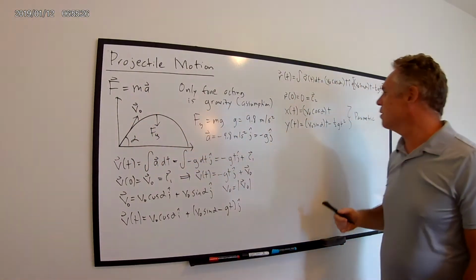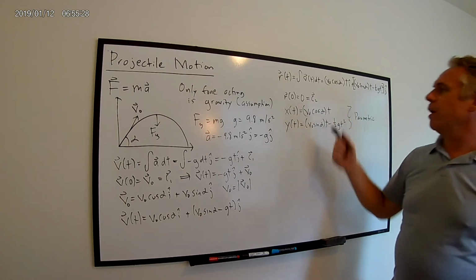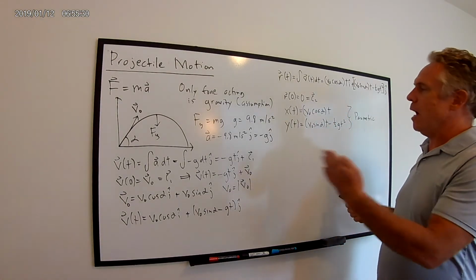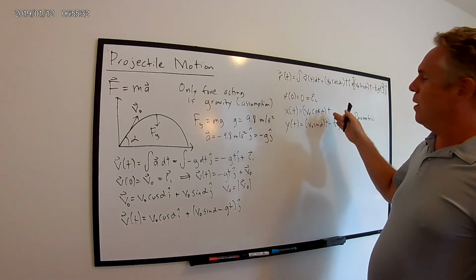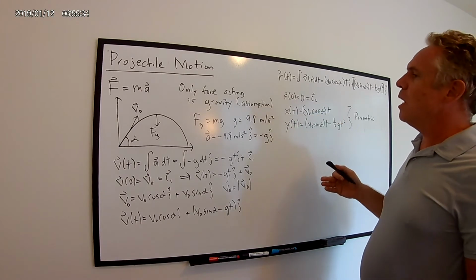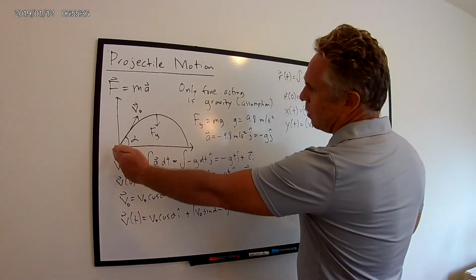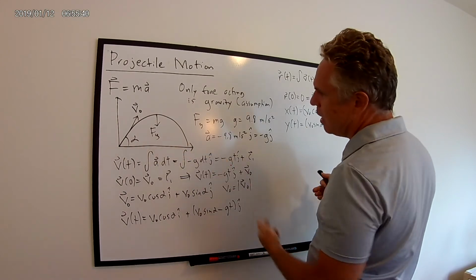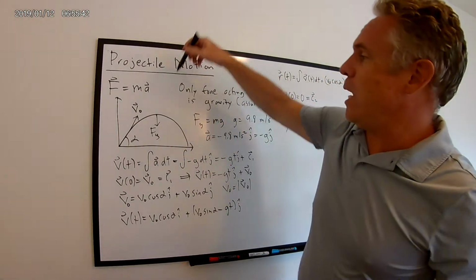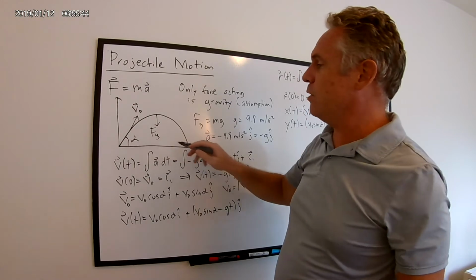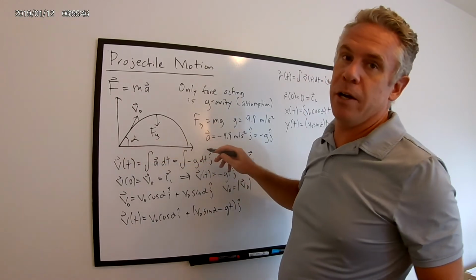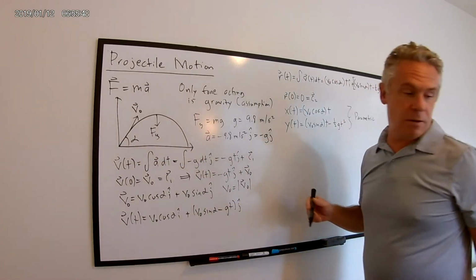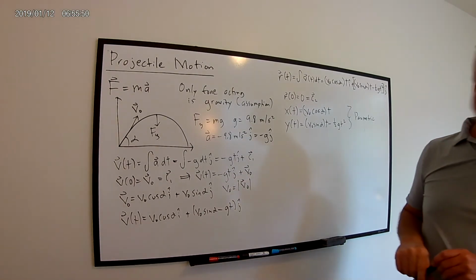What's interesting here, by the way, is that the x position depends on t linearly. So as this projectile moves along, the x component just moves at a constant speed or velocity. If the sun were directly overhead and you were watching the shadow of this projectile, you would just see the shadow move along at a constant speed. That's an interesting aspect of projectile motion.